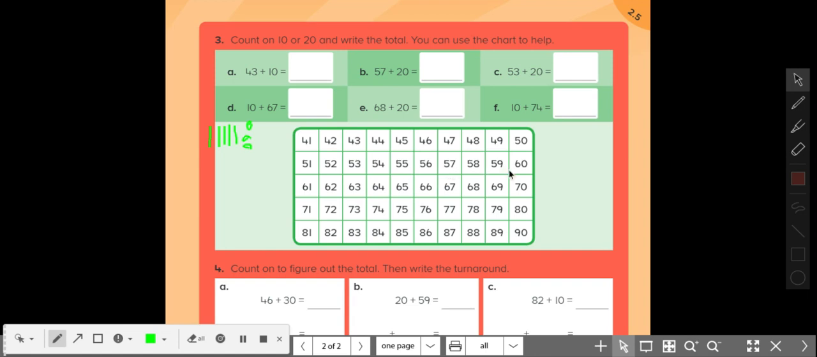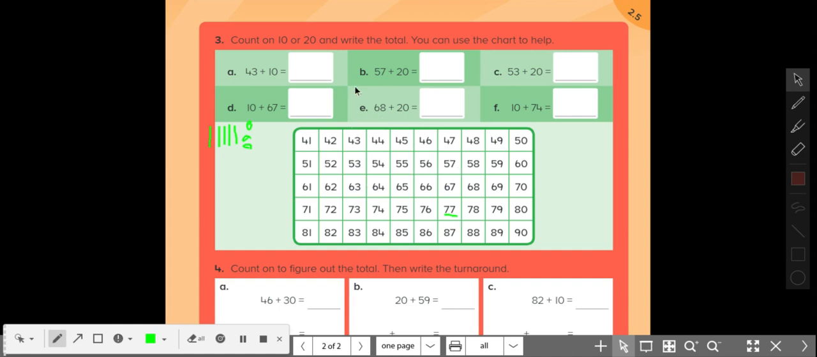Well, I can count 20 jumps, but I remember that 57 plus 10 is just 1 square down, or 1 row down. So 57 plus 20 is just going to be 2 rows down. So I'm going to go down 2 rows. So 57, 1, 2 jumps down. So that's 2 sets of 10, which equals 20. So my number becomes 77. So 57 plus 20, 10, 20, is 77.